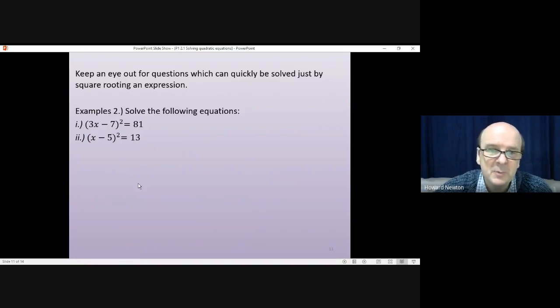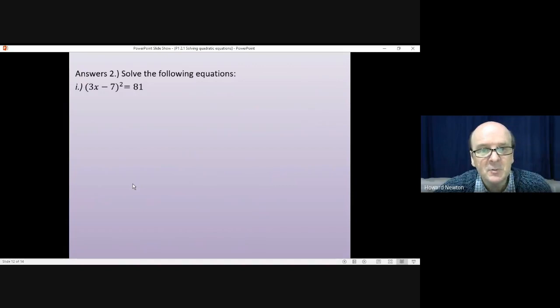Okay, let's look at the best way to do these. So the first question, 3x minus 7 squared equals 81. Well, all we have to do is square root both sides. So it's set up as a perfect square on this side and something you can square root on the right-hand side. Square root of the left-hand side is 3x minus 7. The square root of the right-hand side is either plus 9 or minus 9.